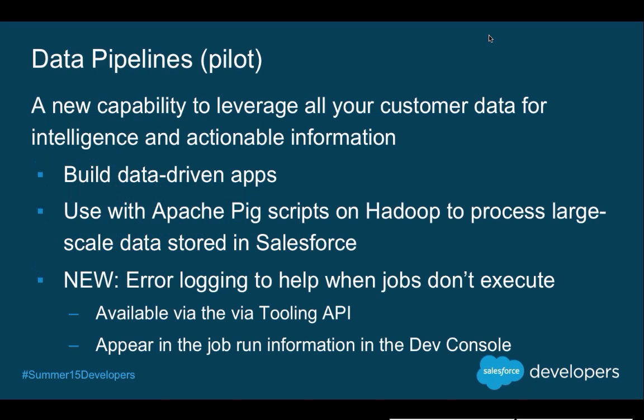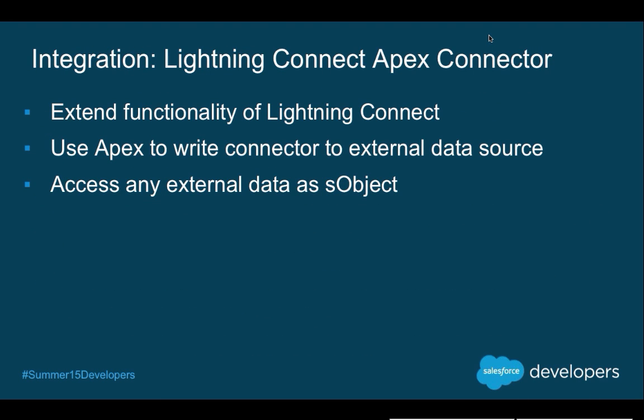I want to talk, first of all, about Lightning Connect. Lightning Connect is our new integration functionality that we've added to the platform. It has been GA now for at least one release using our OData connector. And now we are adding some additional connectors. There is an Apex connector that allows you to build a custom connection. So this allows you to extend the functionality of Lightning Connect in places that do not support OData as a protocol.